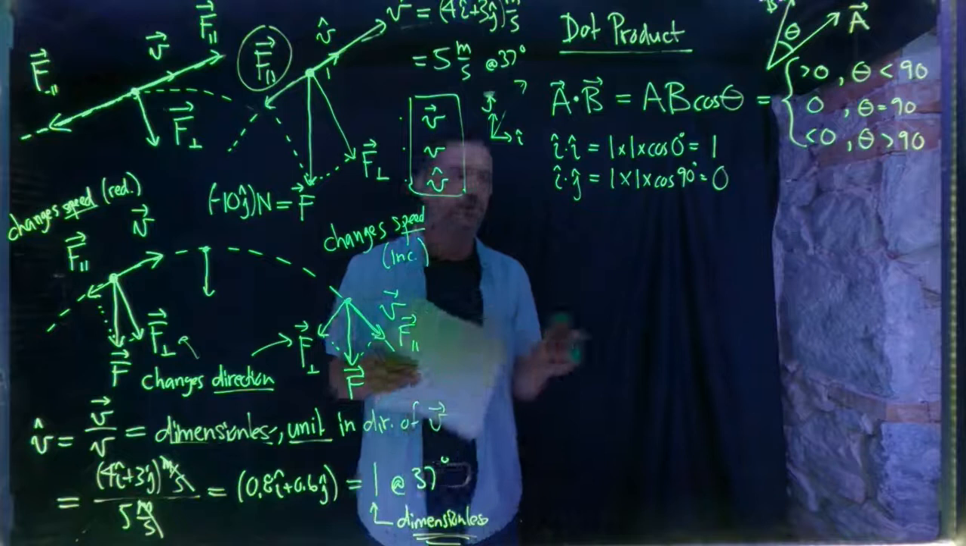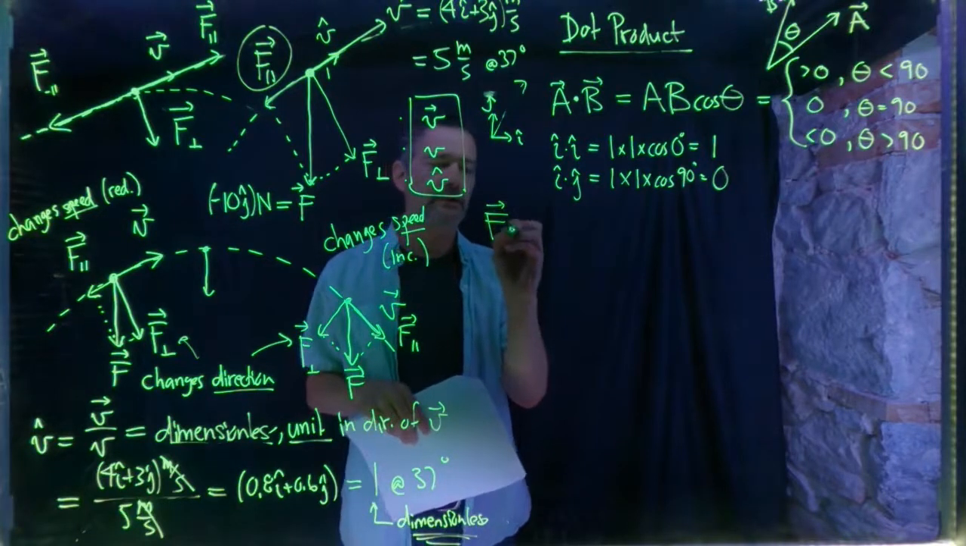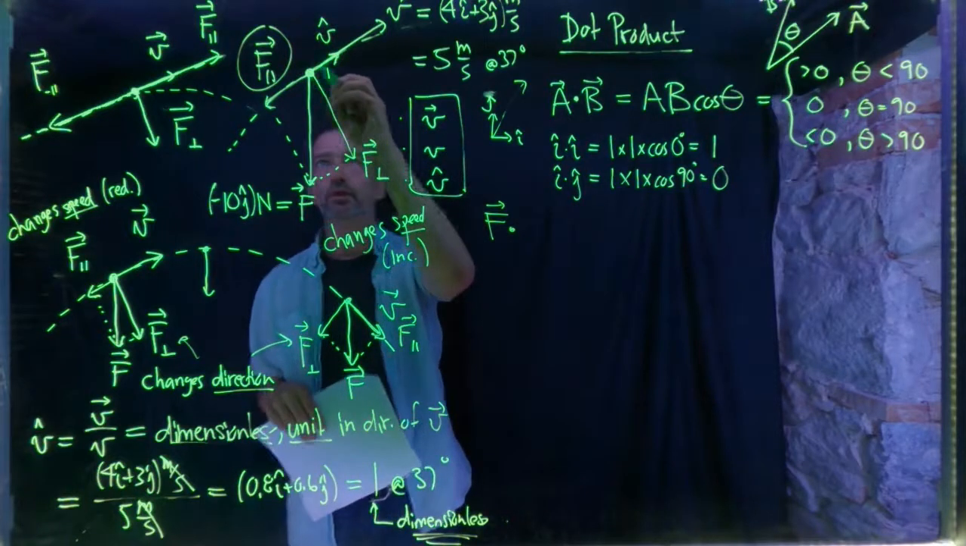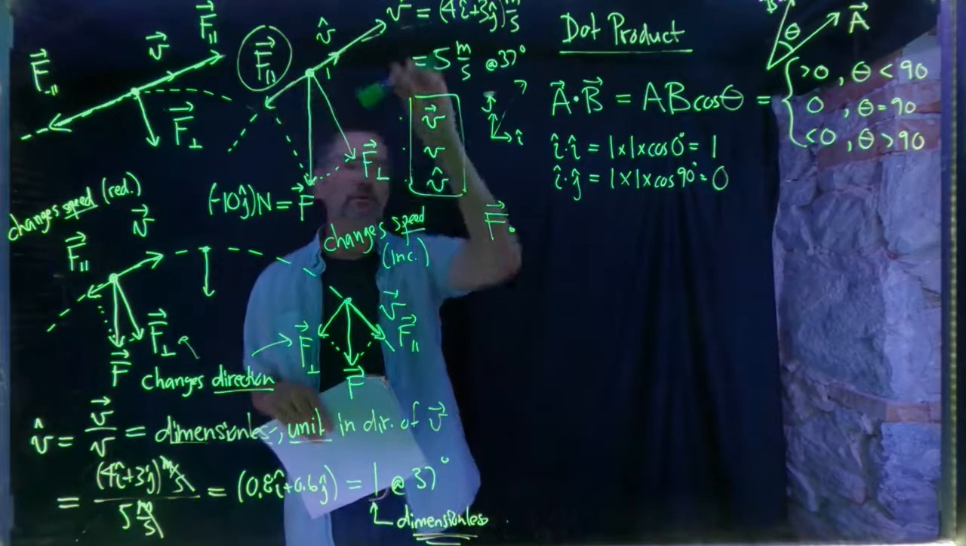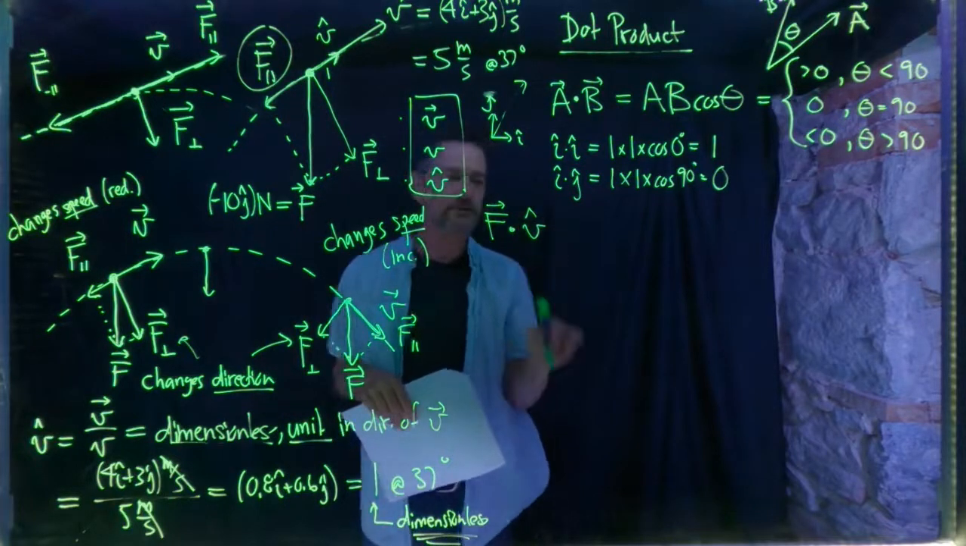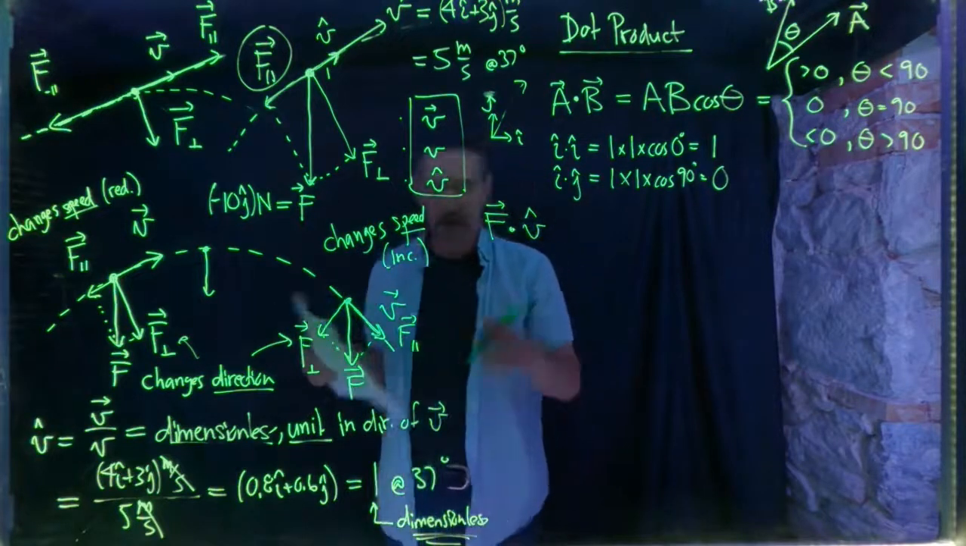So what I want to do is just write down something and we're going to look at it. We're going to take the vector F here and we're going to take the vector dot product with the unit vector in the direction of the velocity. And we'll see what happens. Unit vectors, dimensionless unit vectors, always have a caret or a hat on top of them. So let's work this out.